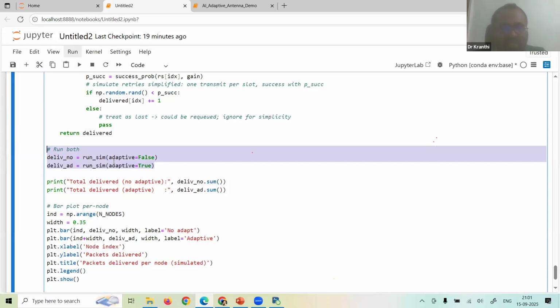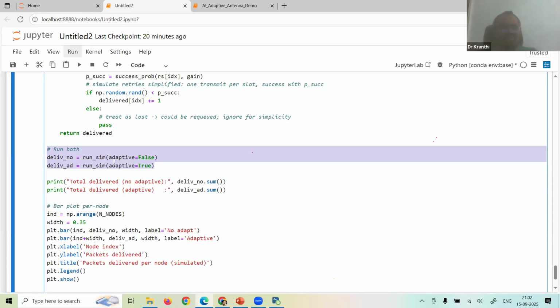In case of without adoption, the base station broadcasts equally in all directions. That gives a weak signal-to-noise ratio at distant nodes, leading to low packet delivery. With the adoption of AI, before packet delivery the system calculates which direction has the highest packet demand, that is, active nodes. The antenna beam is steered towards that direction, a narrow, high-gain beam. Nodes in that beam enjoy higher success probability, increasing throughput.